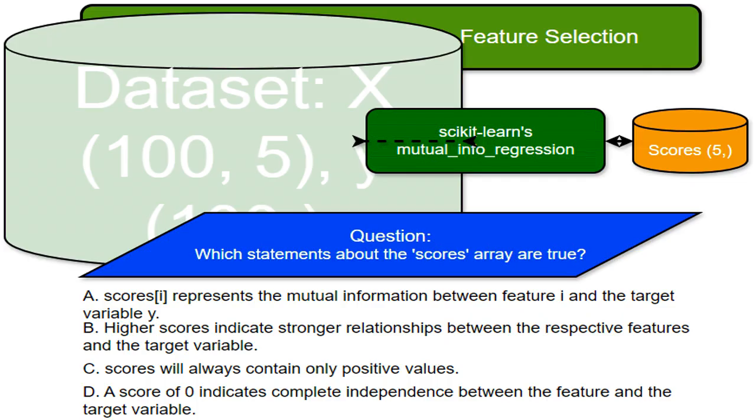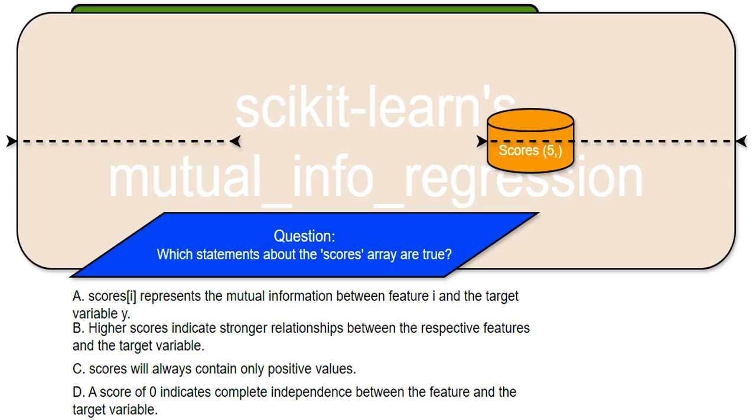I have a dataset. X represents my features. It's a table with 100 rows, the data points, and 5 columns, the features. Y is my target variable. It has 100 values, one for each data point. I am trying to predict Y using the features in X. To perform the mutual information regression, I am using the function mutual_info_regression from the Sklearn library.